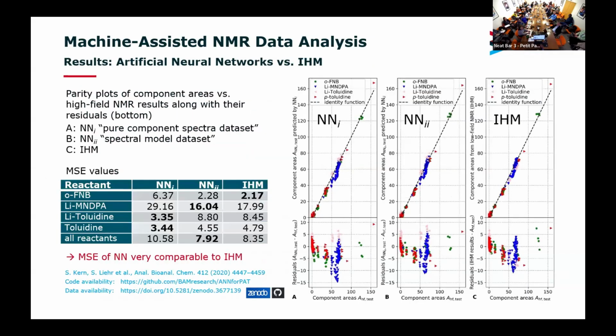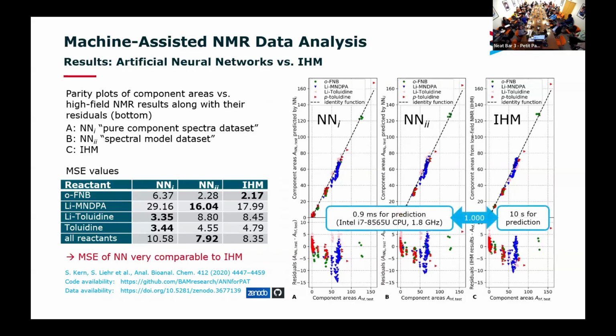If you compare it to our indirect pattern modeling approach, we get similar results in the mean square error values. You can also see these plots look very similar between these two approaches, the neural networks and, in this case as a benchmark, our indirect pattern modeling approach.